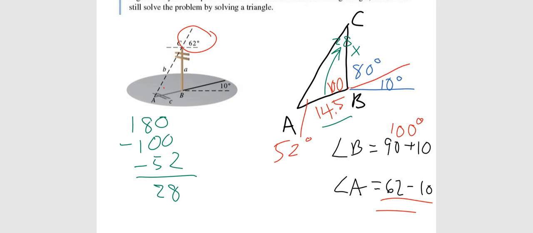All right, so now we have the sine of 28 degrees over its opposite side, 14.5, equals the sine of 52 over its opposite side. Get your calculators, go.